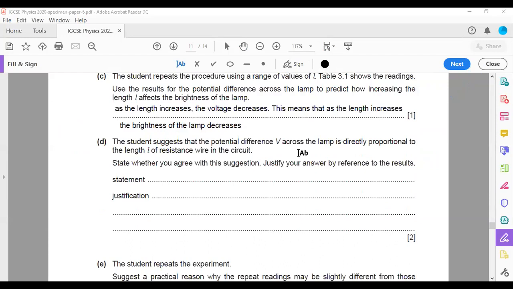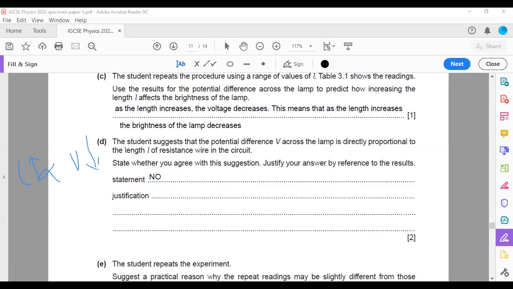Part D of the question. They say the student suggests that the potential difference across the lamp is directly proportional to the length of the resistance wire. State whether you agree with this suggestion. You agree with this? No. Your answer should be no. Why? Because what we notice here is that when your length increases, your V decreases.